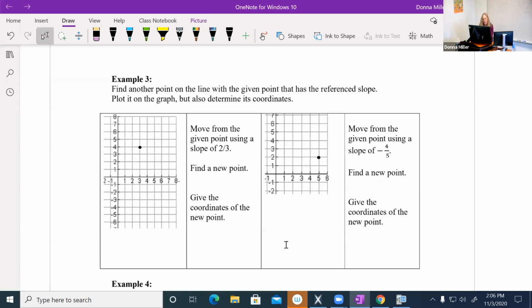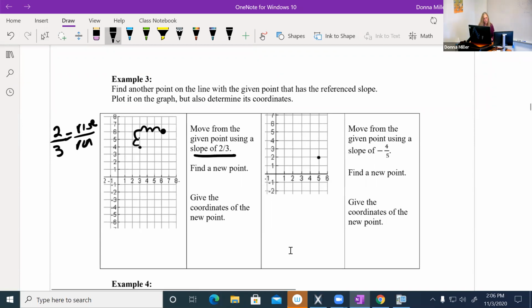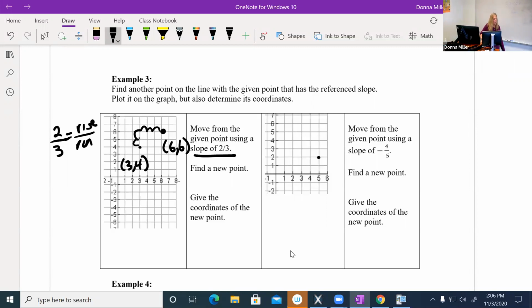So from the point, I'm at the point (3, 4). I have the slope is 2/3. So remember, 2/3 is rise over run. So from this point, I'm going to go up 2 and over 3. 1, 2, 3. Put a dot right there. Okay, up 2, over 3. So the new point, I can just read it right off the graph, is (6, 6). The original point was (3, 4). Okay, so that's all we're doing. If I wanted the equation now, I can go plug it in the calculator.